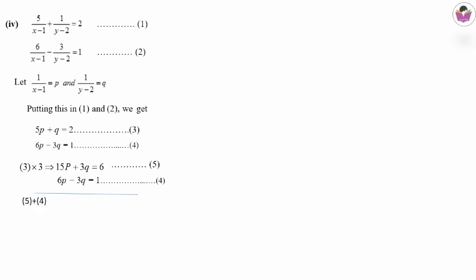15 plus 6 is equal to 21p, and the plus 3q and minus 3q cancel and become 0, and 6 plus 1 is equal to 7. So p is equal to 7 divided by 21, that is 7 by 21, and cancelling it, finally we get p is equal to 1 by 3.